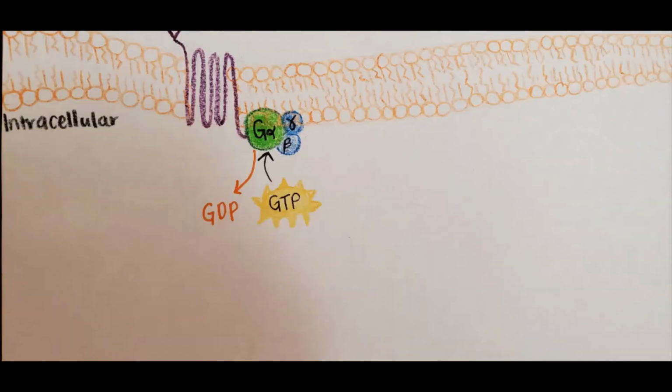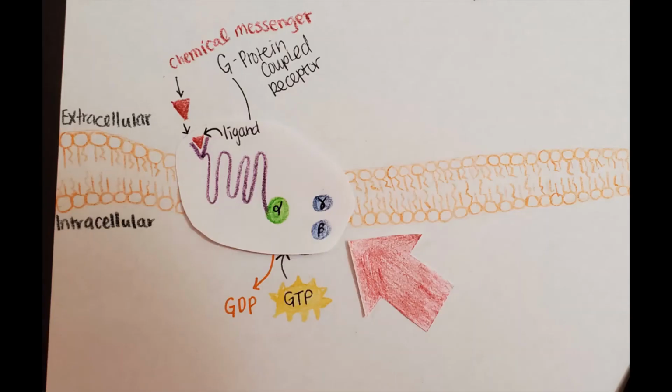Once bound, the GPCR will undergo a conformational change and allow for GDP to be replaced with GTP on the G-protein. This causes the G-protein to be in its active form. When the G-protein is activated, the alpha subunit dissociates from the beta and gamma subunits.